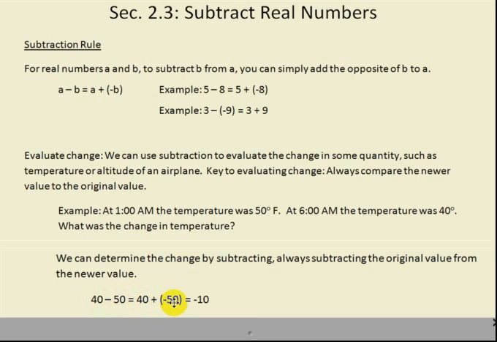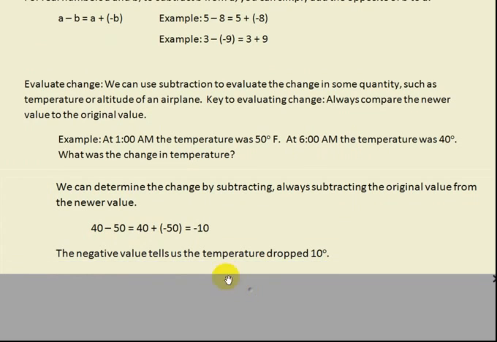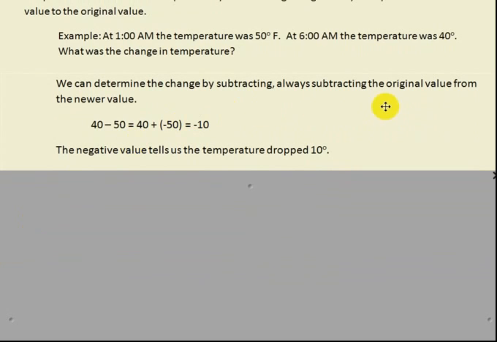Now of course, since negative 50 has a greater absolute value than 40, we're going to end up with a negative answer, and then we look at the difference between their absolute values. So 50 minus 40 would give us 10, and again we know that has to be negative. So we end up with a negative 10, and of course the negative value is what tells us that the temperature dropped 10 degrees. Now in this case that's pretty obvious. You already know going from 50 to 40 that it dropped. In some cases it might not be quite so obvious. So follow that rule, subtract the original from the newer value.